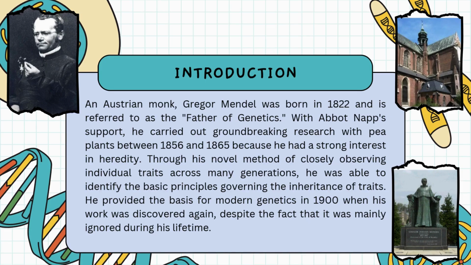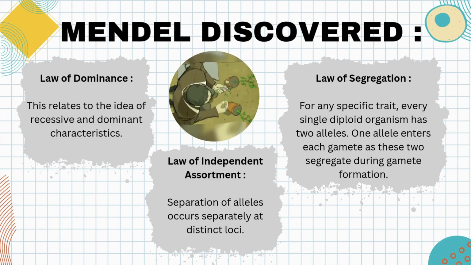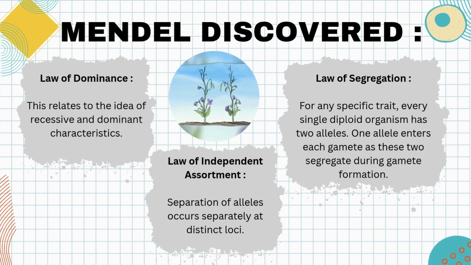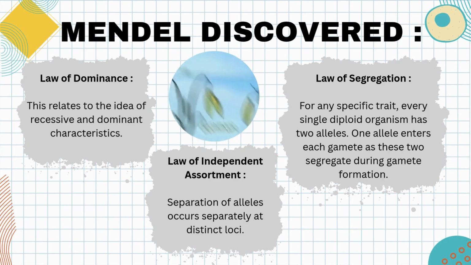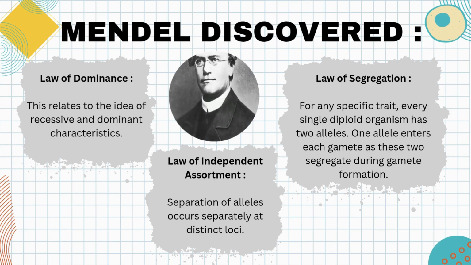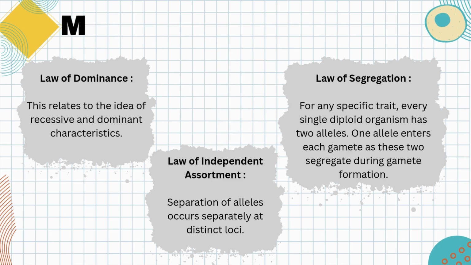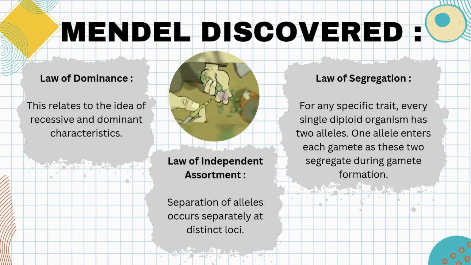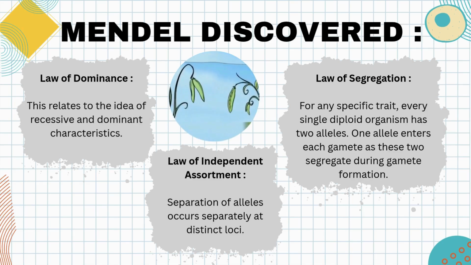in the 1900s. Next, Mendel discovered three important laws. First, the law of dominance: some traits are dominant, others are recessive. Second, the law of segregation: each organism has two alleles, but only one is passed to each offspring. Lastly, the law of independent assortment: genes for different traits are passed separately. These discoveries help us understand how traits are inherited and why we look different from each other.